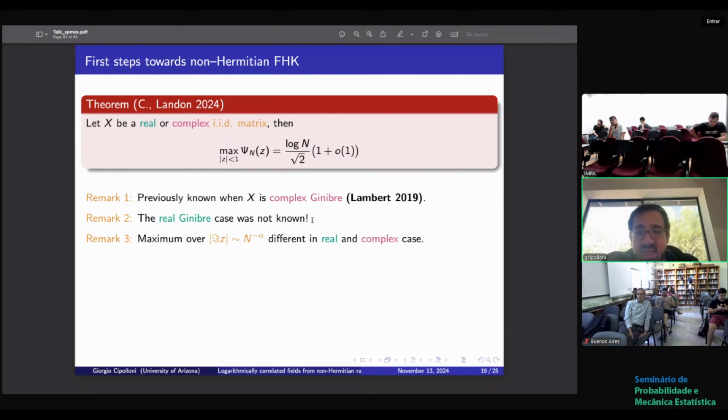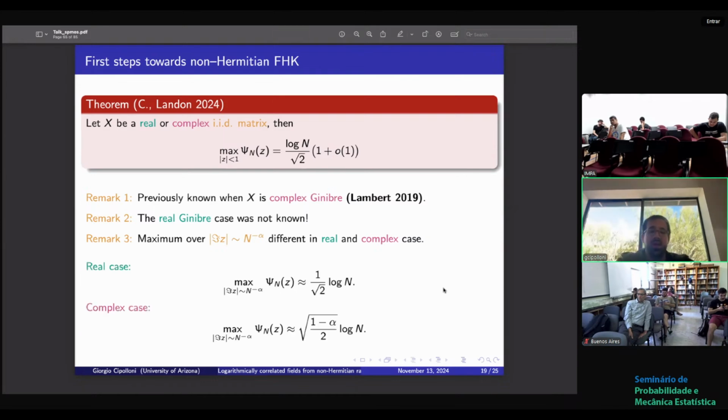We investigated this because at first it seems that there is no difference between real and complex, but if you look at this more refined question, there is a difference. In fact, the answer for the maximum over these slices in the real case does not depend on alpha. Actually, this is quite surprising. We don't really have a good explanation why this is the case, but it seems that everything is tuned perfectly so that the maximum is always the same for any alpha. In the complex case, instead, it naturally depends on alpha. So this is the difference.